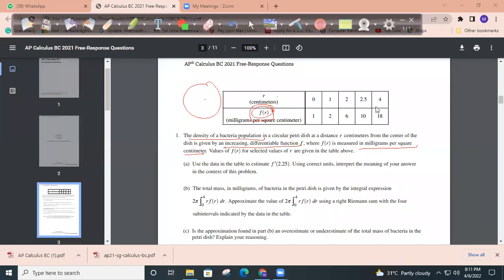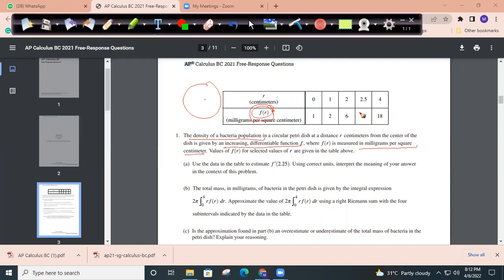Now, they gave values of f of r for selected values of r. Now they are asking the questions, so let us go to the questions. Using the data in the table, estimate f dash of 2.25. So they're asking us to estimate the value of f dash of 2.25. Using correct units, interpret the meaning of your answer in the context of this problem.